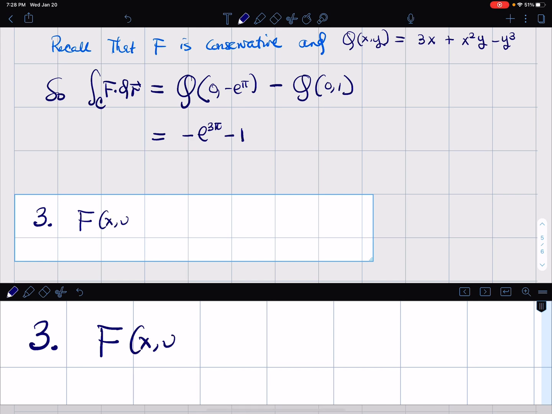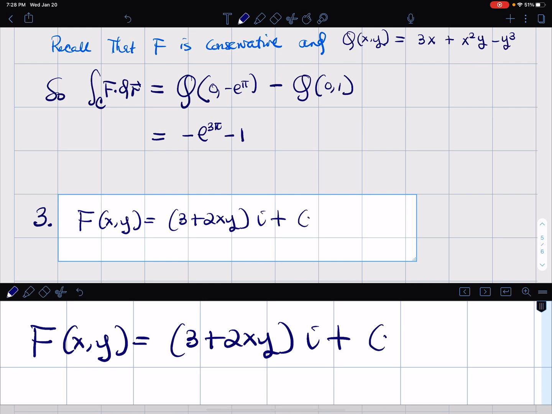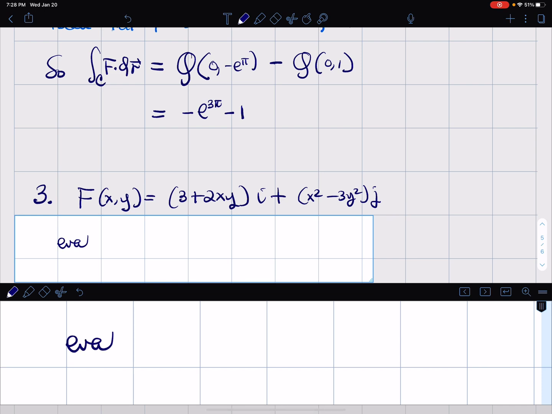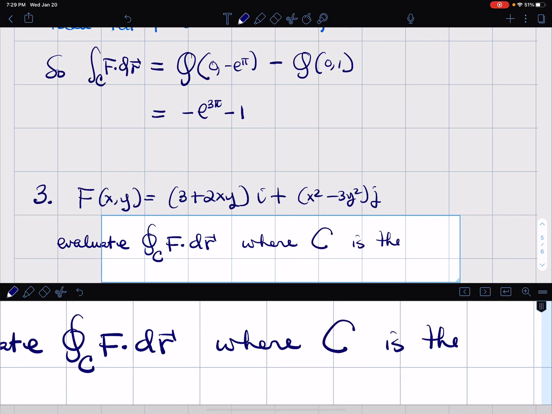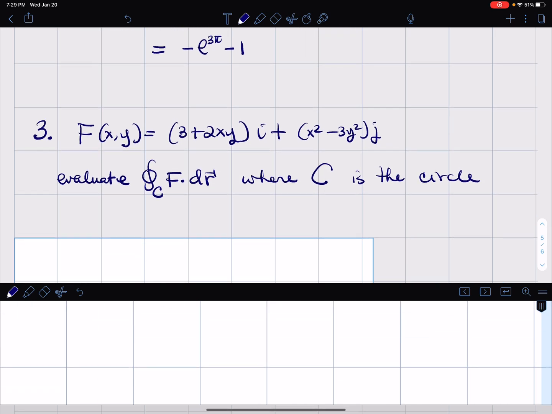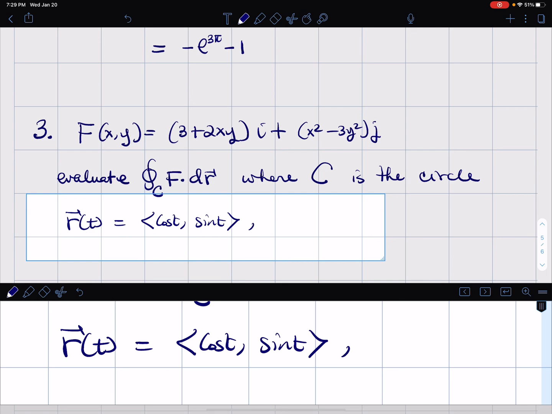So let's look at the third example. We have F = (3 + 2xy) i + (x² − 3y²) j. We would like to evaluate the integral of F · dr, where C is the circle r(t) = (cos t, sin t), and t is between 0 and 2 pi.